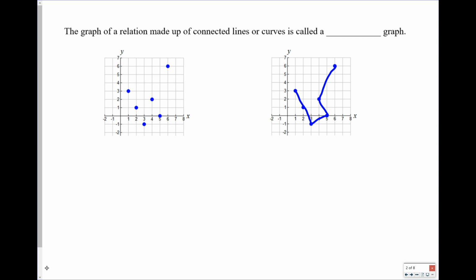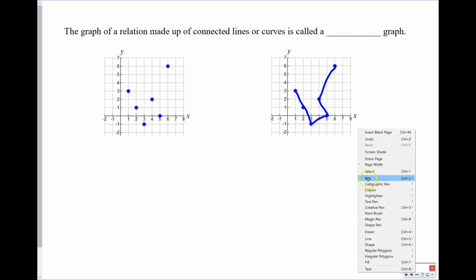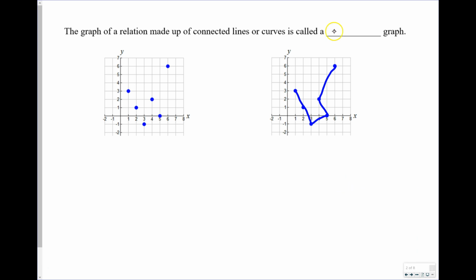Last learning target, we talked about discrete relations and functions, those graphs that are made up of independent points. So today we're going to talk about continuous relations. A continuous relationship is a graph of a relation made up of dots that are all connected lines, or they look like curves. We call this continuous, which kind of makes sense.